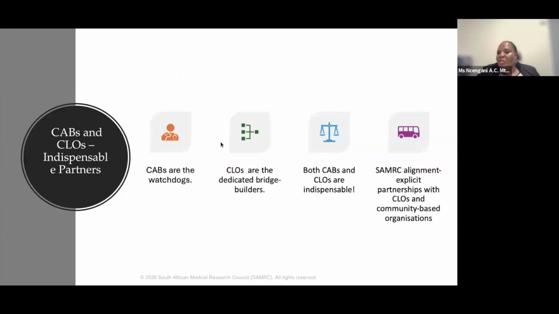Community Advisory Board and community liaison officers are indispensable partners in our clinical work. We cannot do without them, because the Community Advisory Board members act as watchdogs for the research that we do, and they ensure that we conduct research that is ethical and remains beneficial to the communities. On the other hand, the community liaison officers act as bridge builders. They always connect researchers to the communities, stakeholders, and our study participants. Next slide.